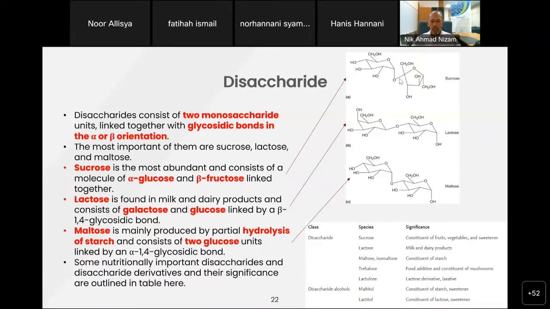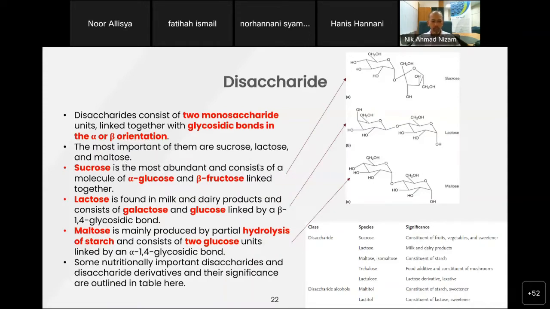You will learn about that after this. This lactose is a combination of two saccharides with the glycosidic bond. This is what we call the glycosidic bond. The most important disaccharides are sucrose, lactose, and also maltose.